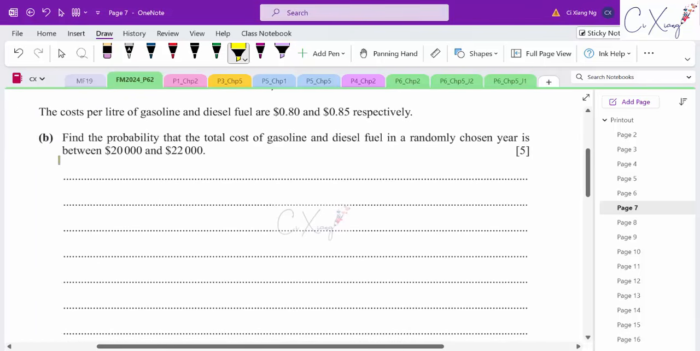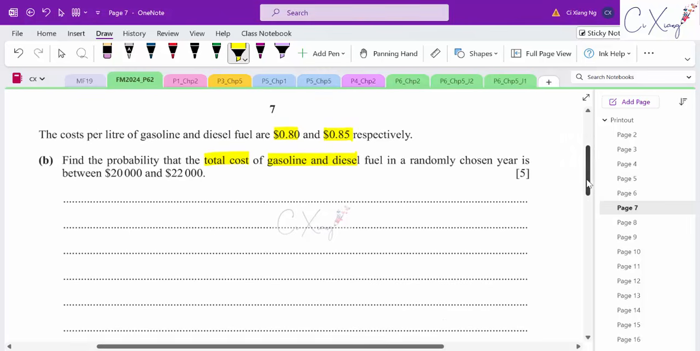Now they are talking about the cost per liter for the gasoline and also the diesel fuel, 0.8 and 0.85 respectively. So they are asking us to find the probability for the total cost of gasoline and also the diesel fuel. Alright, so to get the total cost, first of all, we need to know the formula for the total cost.